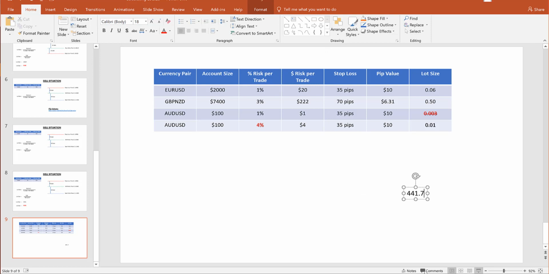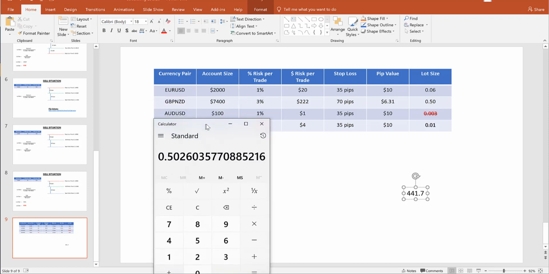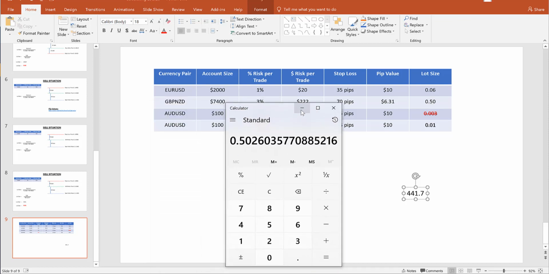So if we note that, 441.7, and then we want to divide 222 by 441.7, and that will give us 0.502, which is 0.5. That is 0.5 mini lots. Okay, so that's clear, right?